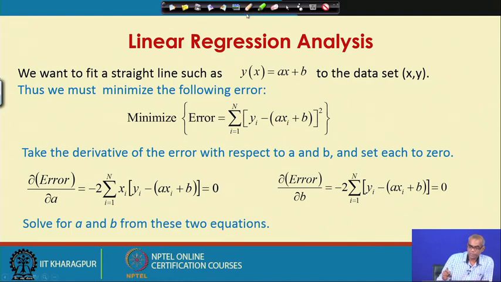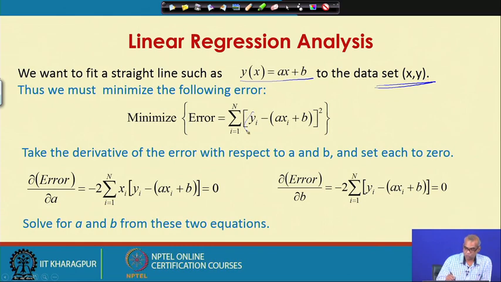So, you want to fit a straight line such as y equal to a x plus b to the data set x, y. So, we need to minimize the error, and the error can be represented as the deviation from the true value.